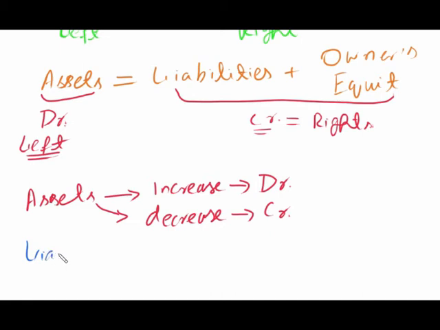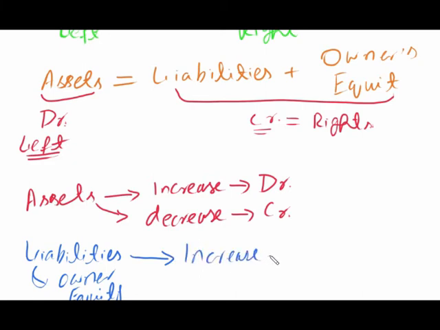Liabilities and owner equities, when they increase, then we will credit; when they decrease, then we will debit.